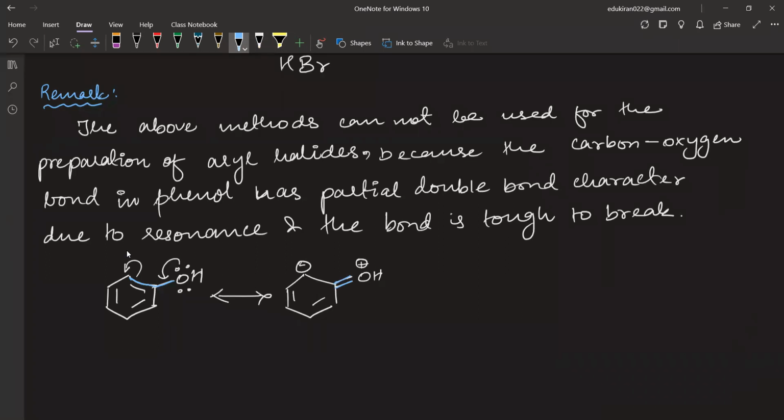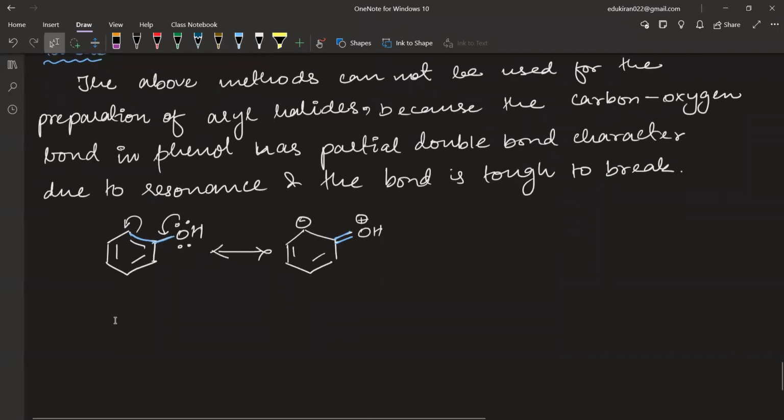Now, because of this double bond, what happens? You have difficulty in breaking this bond. Is this clear? Yes or no? Please tell me, all of you. Yes, sir. Okay. So all of you, please write this. Also, write this and let me know when you're done.